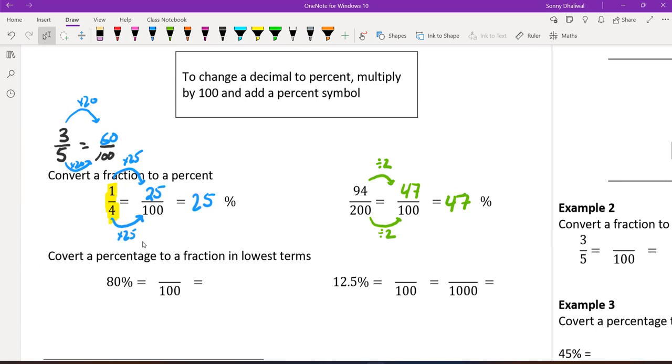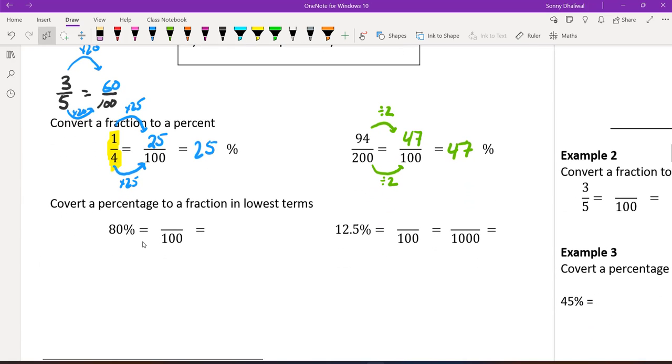And I think convert percentages to lowest terms, right? I'll just do the one on the left hand side.